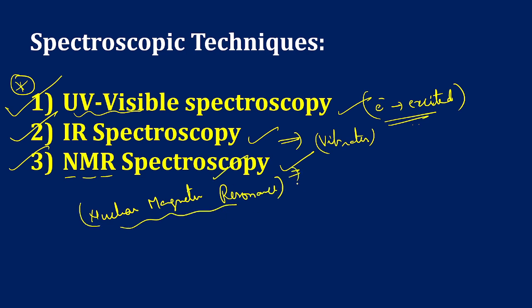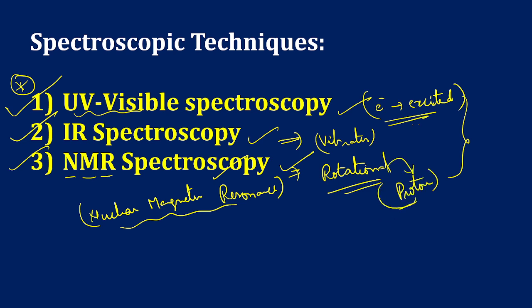So this particular spectrum by this NMR spectroscopy will be formed by rotation. So there are three possibilities we have. One is excitation of the electrons, second one is vibrations of the atoms, third one is rotation of the proton. So basing on these three different types of techniques, different spectroscopies will be there.